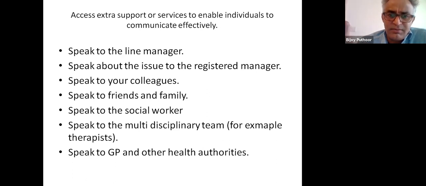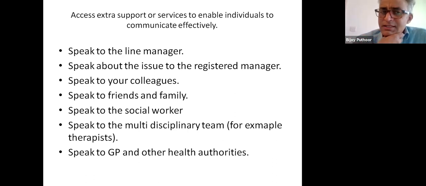therapy, you can approach your line manager, you can approach your registered manager, you can ask your colleagues where to get the support from, you can speak to their friends and family, the service user's friends and family. They may tell you, if it has happened before, how he or she was able to come out of it. Speak to a social worker so they can make the arrangements if needed. Multidisciplinary team and GP. If you speak to a GP, they may then refer the person to the appropriate specialist, and the appropriate specialist will be able to support the person with their communication needs. It may be an OT, it may be a speech and language therapy person, or it may be someone else. So these are the people that you could approach.